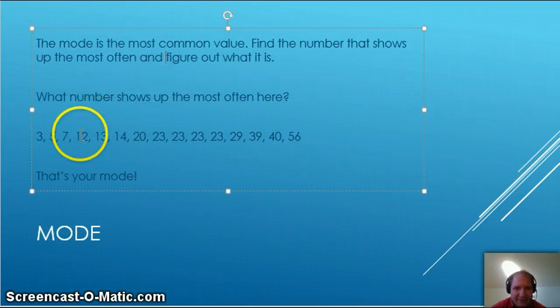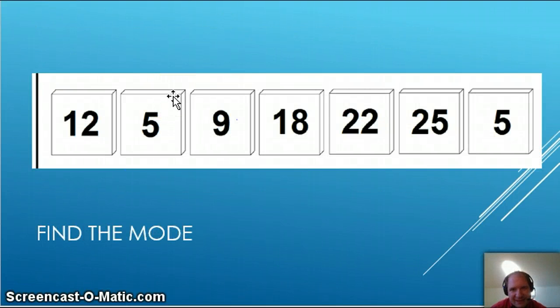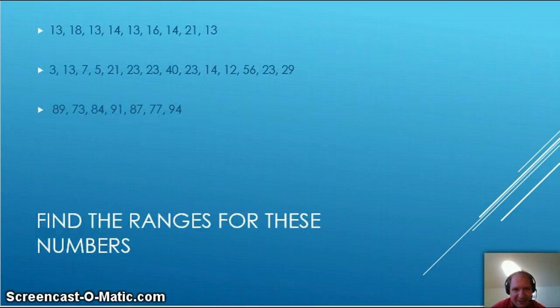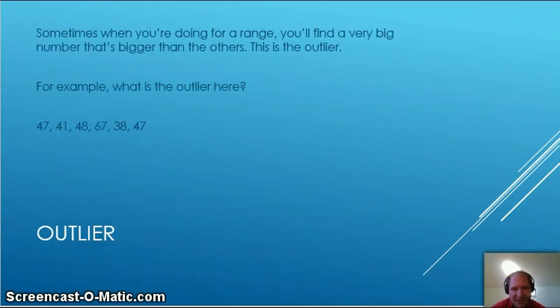And mode, the most common value. So here, see all these 23s? There's our mode. I'm going to do some activities on that here. The most common value that's going to show up. These are going to be mainly finding activities. And range: smallest number to biggest number. What's in between is your range. So a lot of this will just be finding things and moving them around.